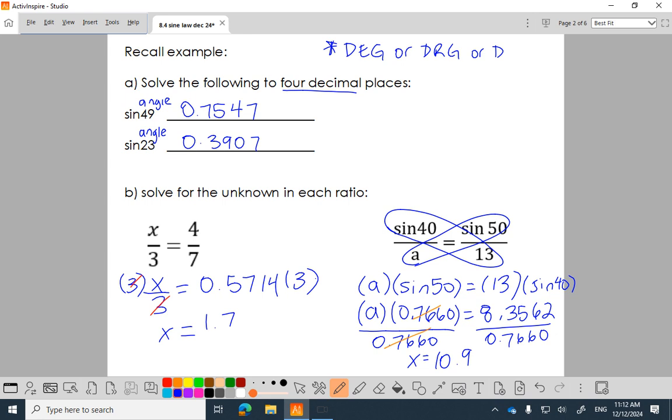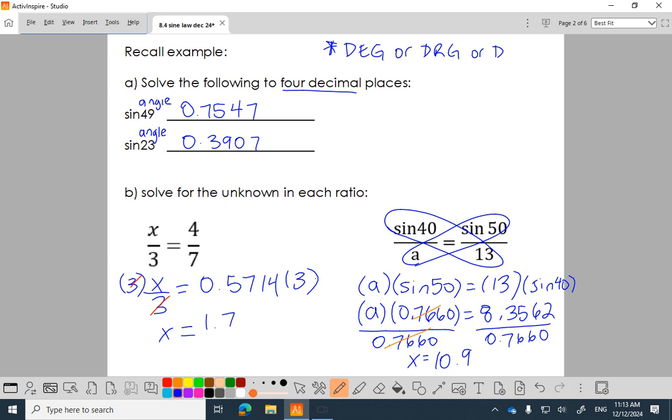So this is a typical use of the sine law. Once we learn cosine law tomorrow, and the triangle is not right, which means it doesn't have a right angle in it, it's not going to say use the sine law to solve, use the cosine law to solve. You have to figure that out, okay?